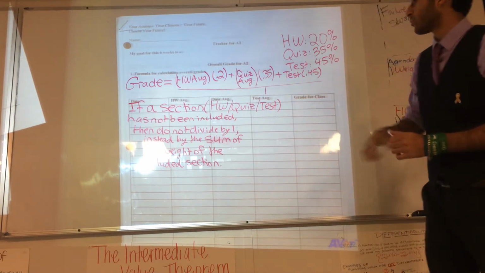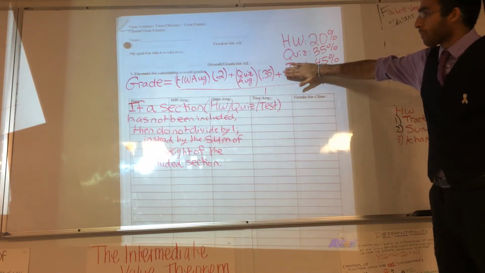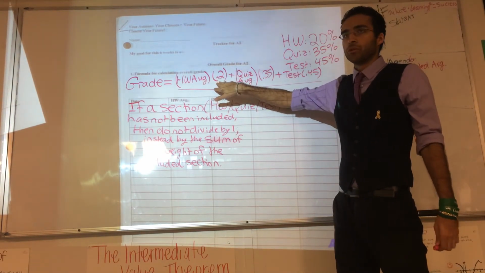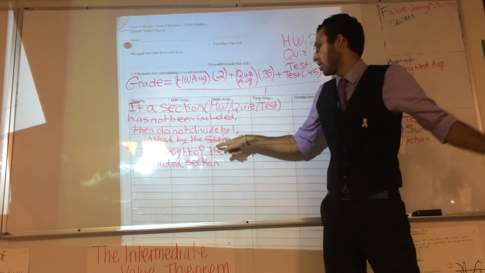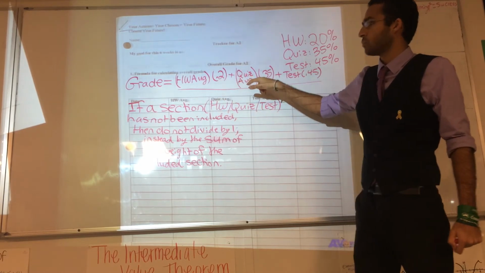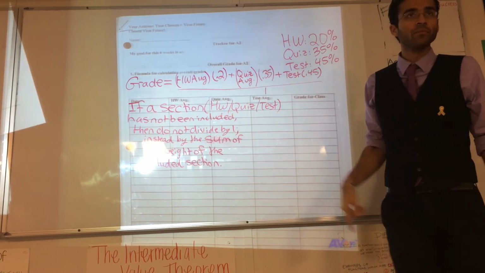So if we don't have the tests in here, for example, we would just say homework average times 0.2 plus quiz times 0.35 divided by the sum of the weight. Well, the weight is 0.2 plus 0.35, 0.55. It's a great question, Lucia.